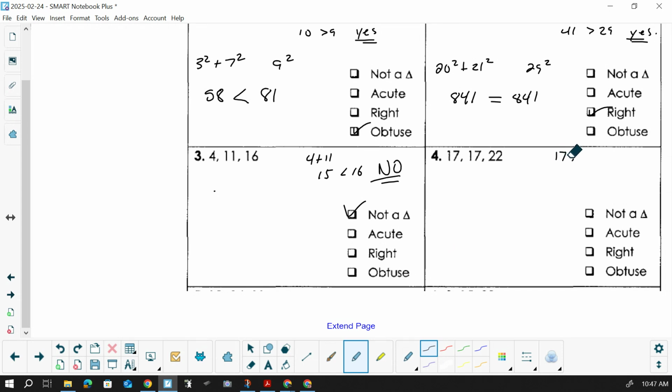Next one. 17 plus 17. Is that bigger than 22? 17 plus 17 is 34. 34 is bigger than 22. So yes, it's a triangle. Now we have to see if it's a right triangle. So 17 squared plus 17 squared and 22 squared. 17 squared is 289. 289 plus 289 is 578. 22 squared is 484. The c squared isn't big enough. It's an acute triangle.